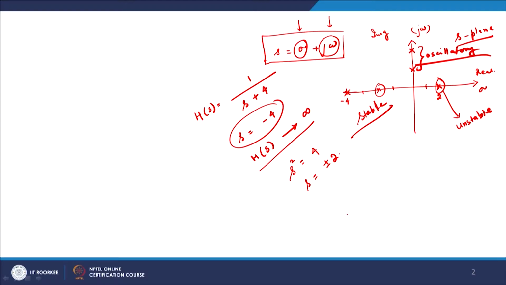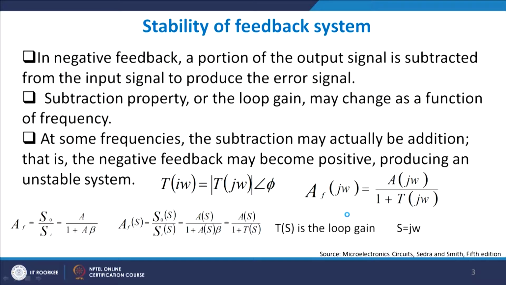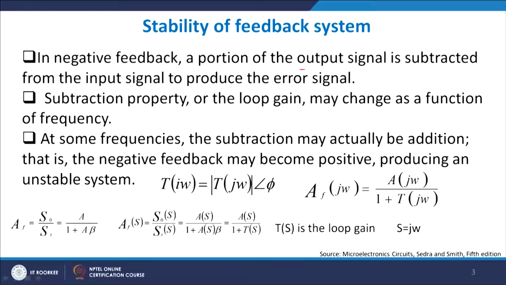So, with this basic knowledge of the S plane, let me explain to you the feedback. Now, with respect to feedback systems, we have already seen in our previous discussion that a negative feedback primarily means that the output signal is subtracted from the input signal to produce an error signal.